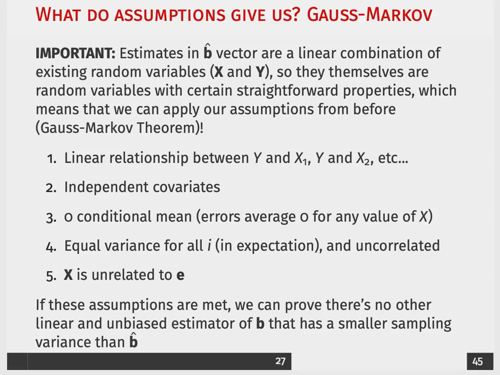Now, if these assumptions are met just like before, I'm going to prove to you that there's no other linear and unbiased estimator of the true relationship, the true beta parameter, that has a smaller sampling variance than the estimate that we have of beta, which is again using the sum of squared residuals. And this is a really important and exciting result.